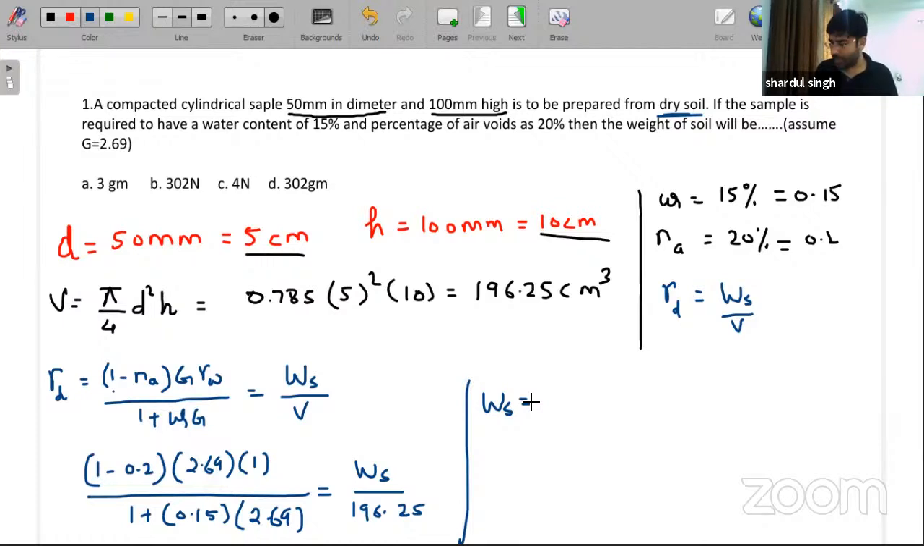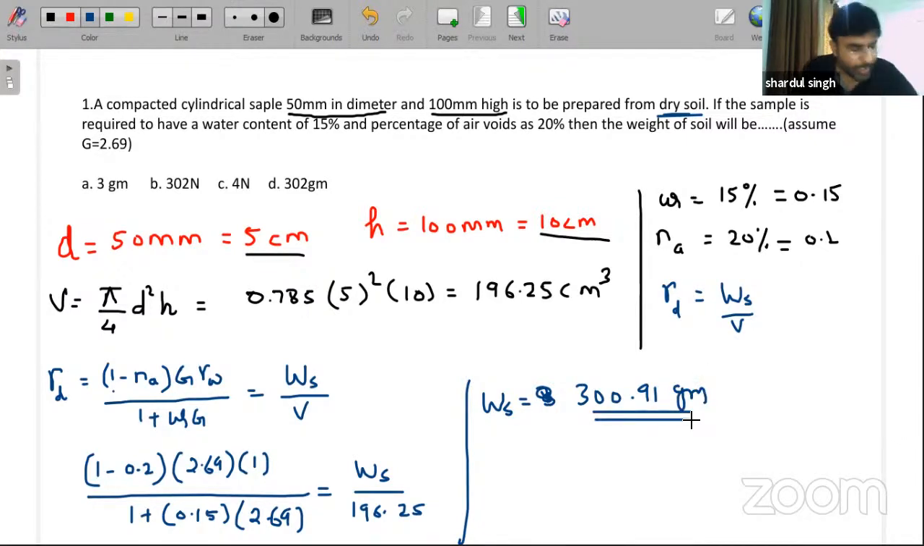You can solve this equation. What it's saying is 0.15 into 2.69 plus 1, inverse, into 2.69 into 0.8, into 196.25. You're getting it as 300.91. This is the value which you are getting in grams.